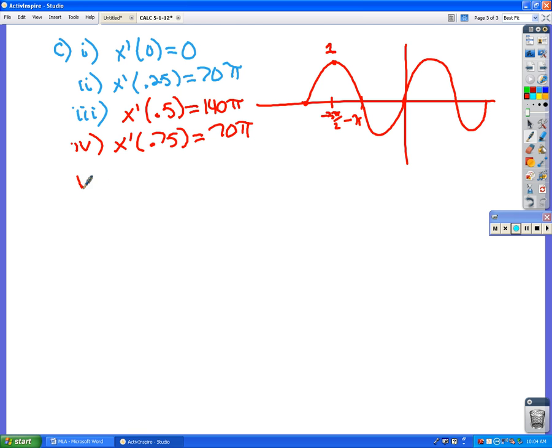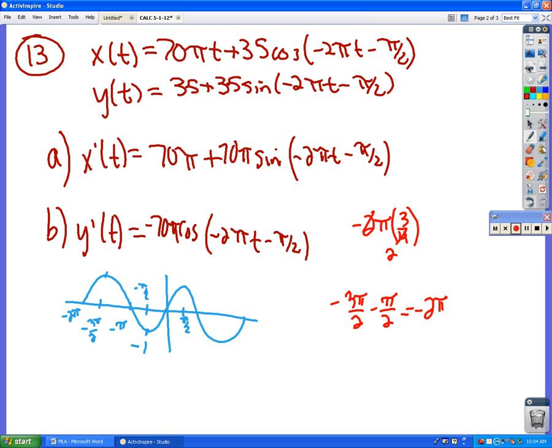Okay? And then I have a guess for t equals 1. What is it? 70 or 100? Going with guessing 0 because we kind of have a little pattern going here: 0, 70 pi, 140 pi, 70 pi. So I'm guessing 0. Let's see if it works.